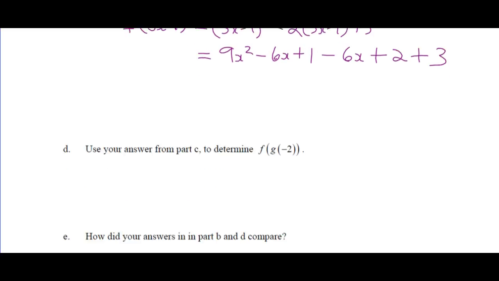All right, and then we just simplify this. What do we got? 9x squared minus 12x plus 6.